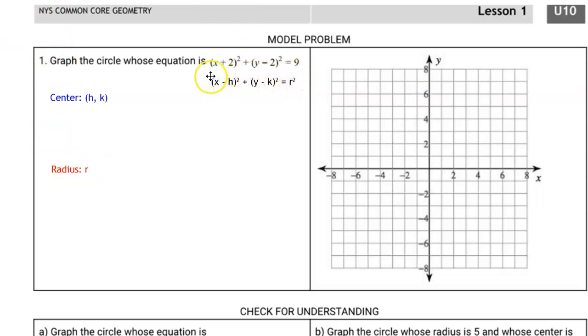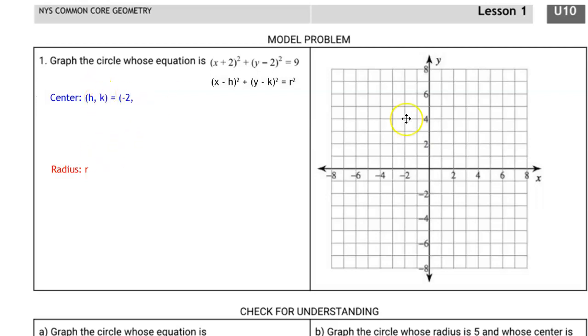Looking at the general form of the equation, let's look at the center first. I know that in this case, minus h is positive 2. Since I'm looking at a minus h, that means our h value is going to be the opposite of whatever number's here. So this is a positive 2. That means our h, the first value of the center, is going to be negative 2. So this becomes negative 2.